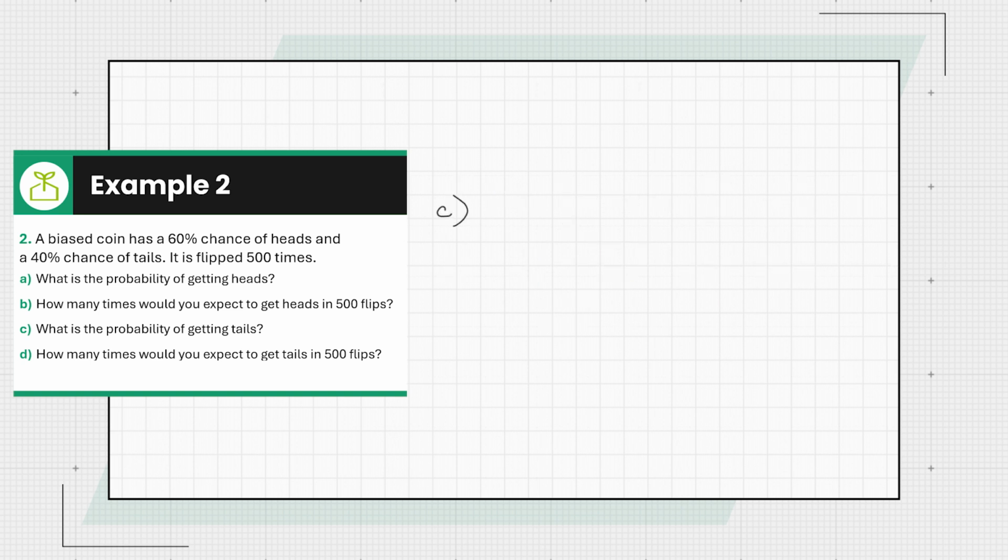Alright, let's look at C. What is the probability of getting tails? We know that the probability of tails is going to be equal to 40%, which is the same as 40 out of 100. Which again can be simplified to 4 out of 10 or 2 out of 5.